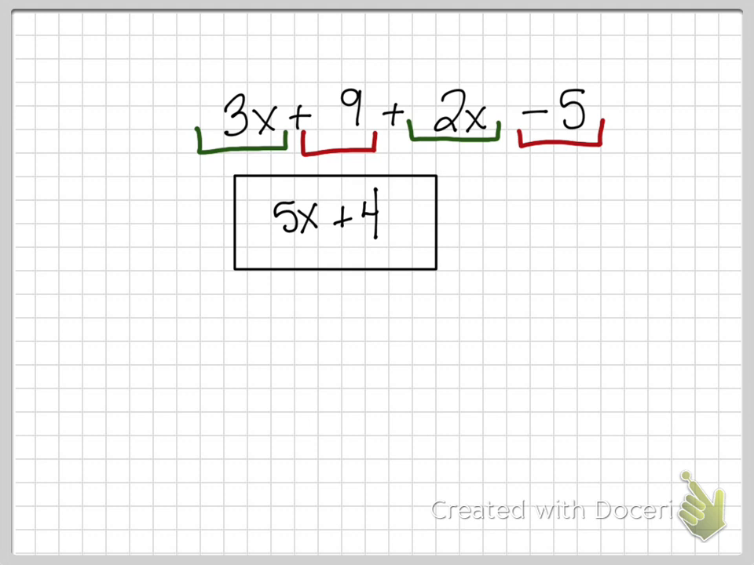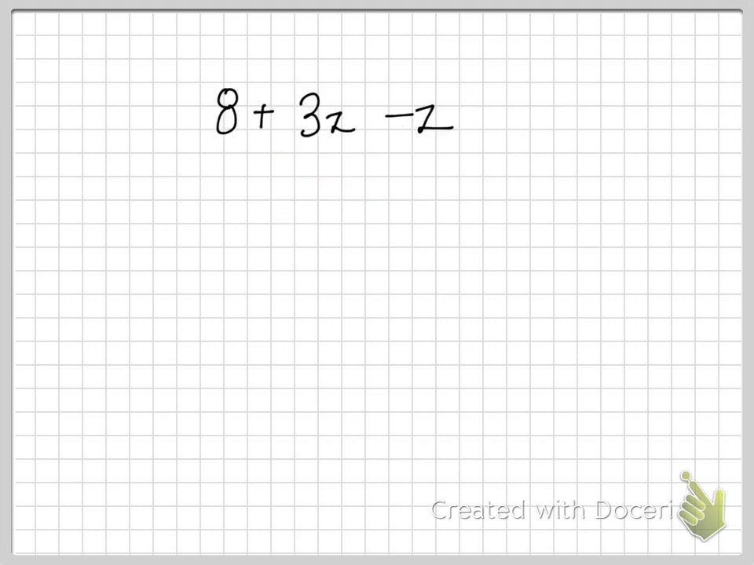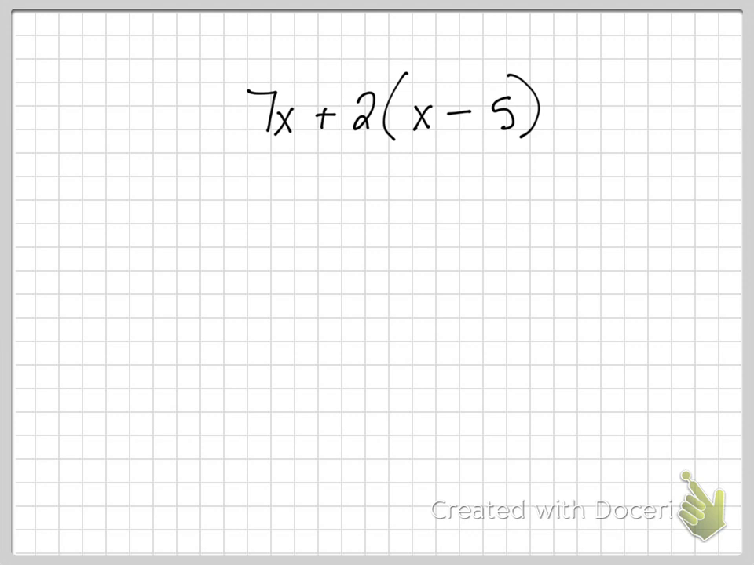All right, moving on. Okay, this is where we started to get confused, I feel like, on the last homework. So I want to do a few of these that have a few different things going on. 7x plus 2 times the quantity x minus 5. What is the first thing that we should do here? In order to simplify, what should we do?